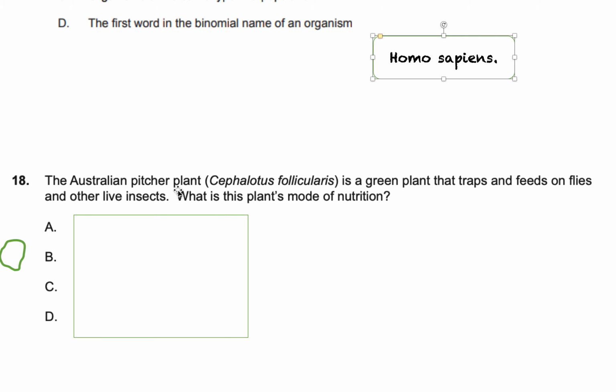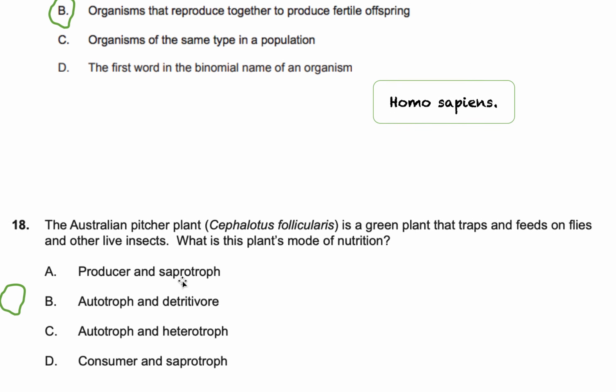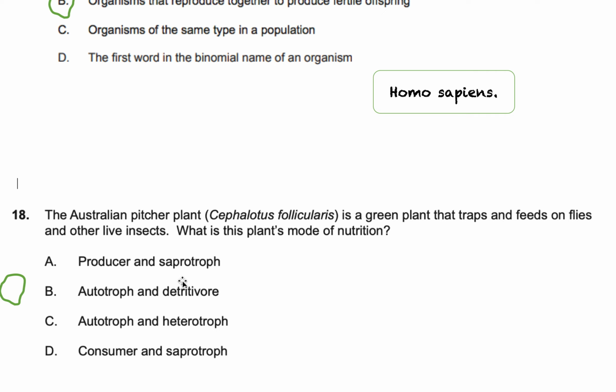The Australian pitcher plant, Cephalotus follicularis, is a green plant that traps and feeds on flies and other live insects. What is this plant's mode of nutrition? Okay, let's give it a go. So this plant is obviously going to be two things, because all the options have two parts to it. So is this thing a producer and a saprotroph?